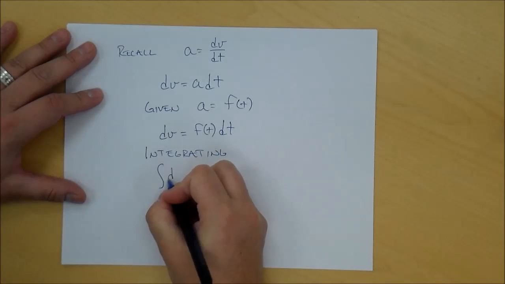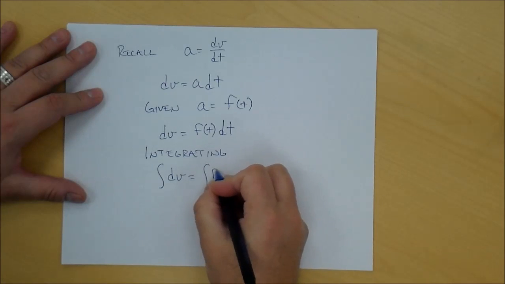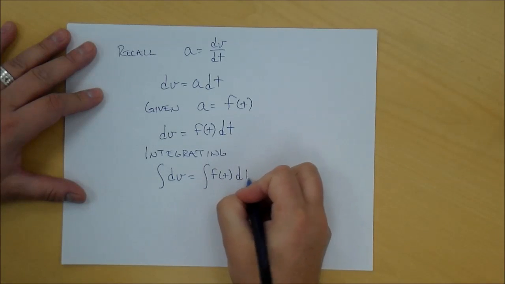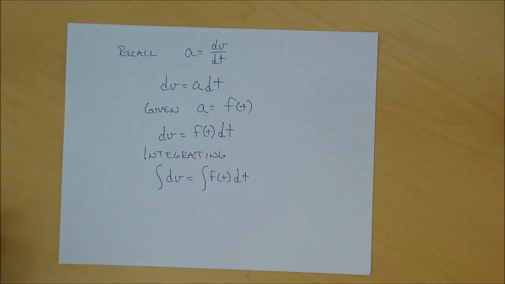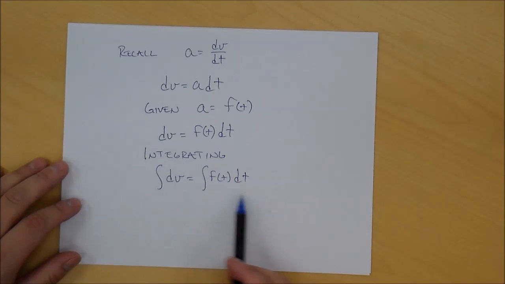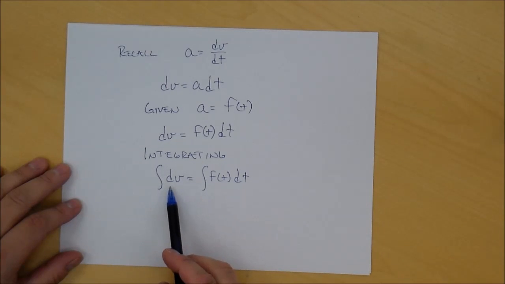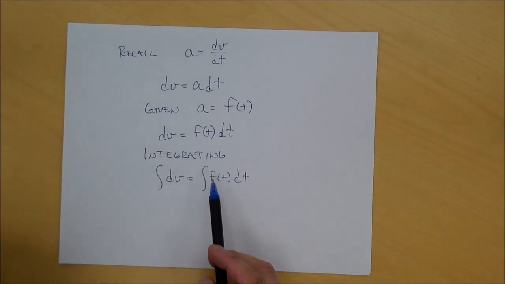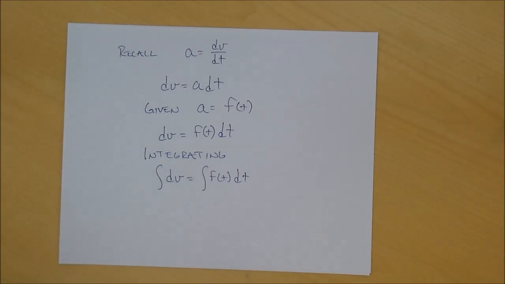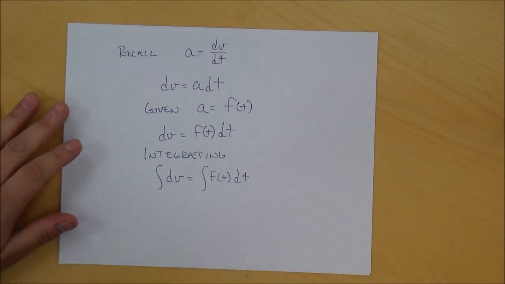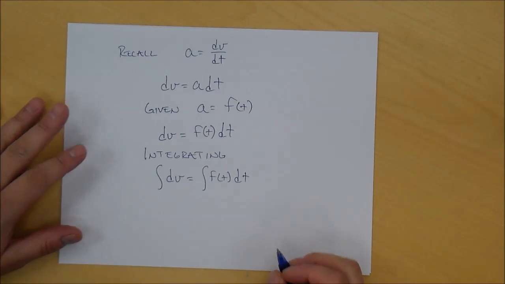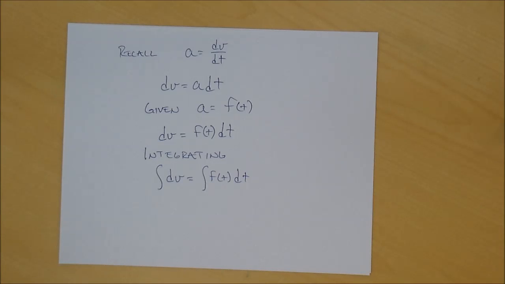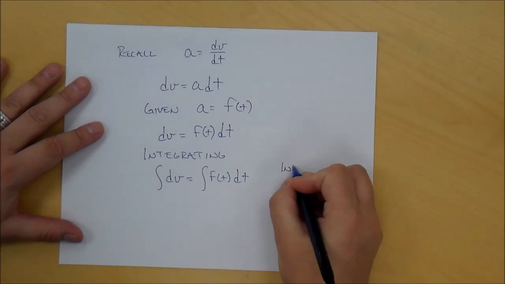So I have on the left the integral of dv equals the integral f of t dt. Now, if I can do this integral, then what I get is the velocity is going to be equal to some function of time, right? The result of this integral will be some other function of time, and the result of this one will be the velocity. However, currently the form of this is an indefinite integral, which you may remember from calculus will yield constants of integration.